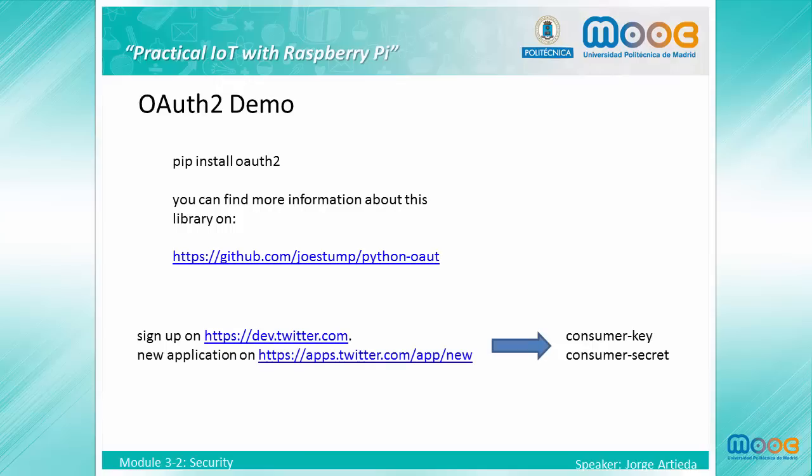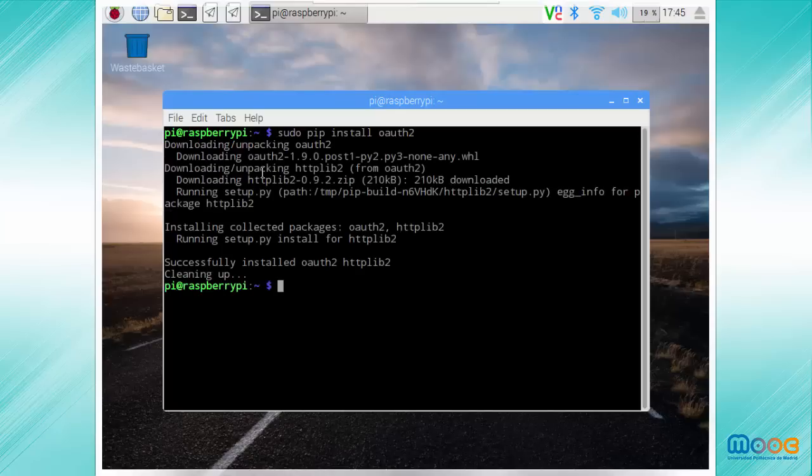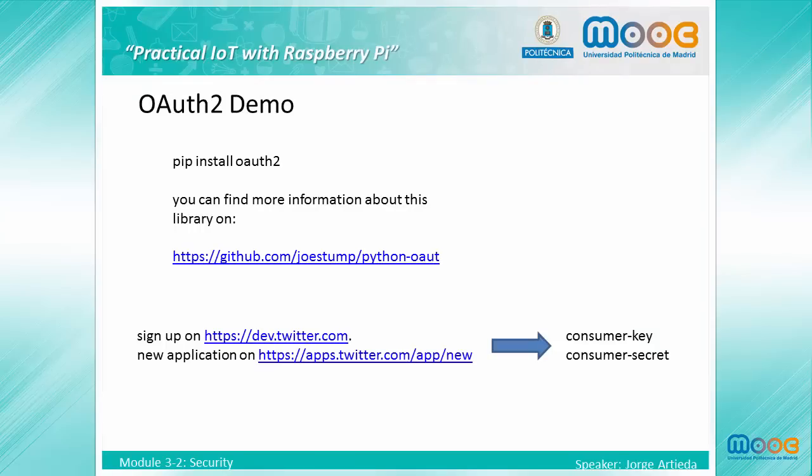Now we are going to see a demo of the OAuth 2 protocol. First, we are going to install the OAuth 2 library for Python using the pip install command. You can find more information about this library on the GitHub link that is shown on the screen. And in our example, we are going to use Twitter as the OAuth 2 server. So Twitter is going to allow our access or not, depending on whether the user accepts it or not.